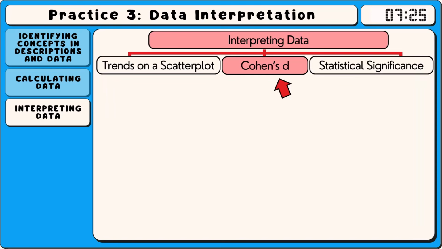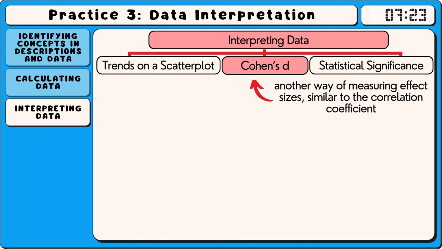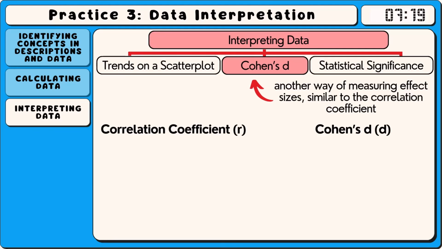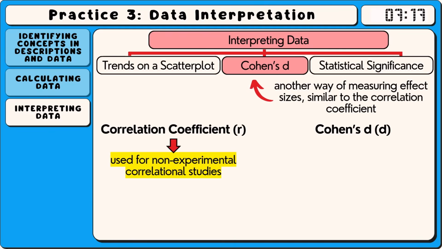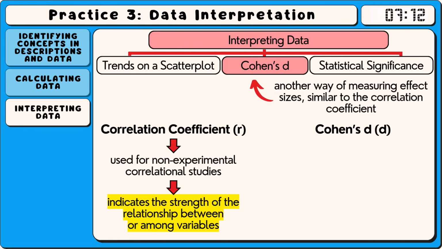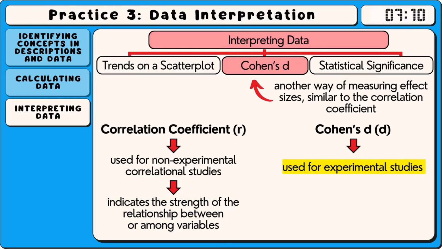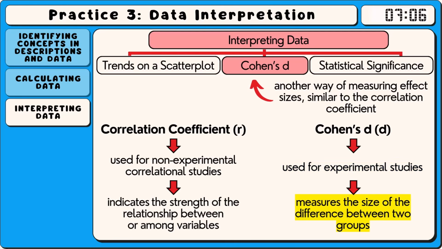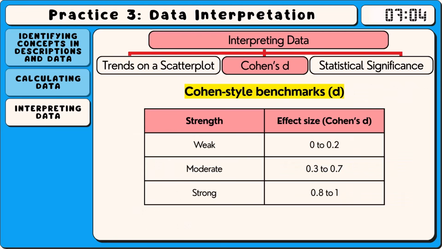Now let's look at Cohen's d. Cohen's d is another way of measuring effect sizes, similar to the correlation coefficient. But while the correlation coefficient is used for non-experimental correlational studies to indicate the strength of the relationship between or among variables, Cohen's d is more often used for experimental studies that measure the size of the difference between two groups. Cohen's d is represented by a lowercase d.